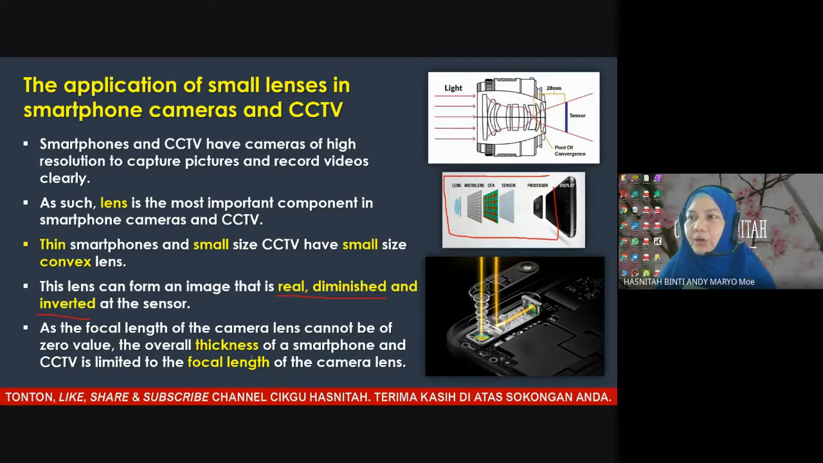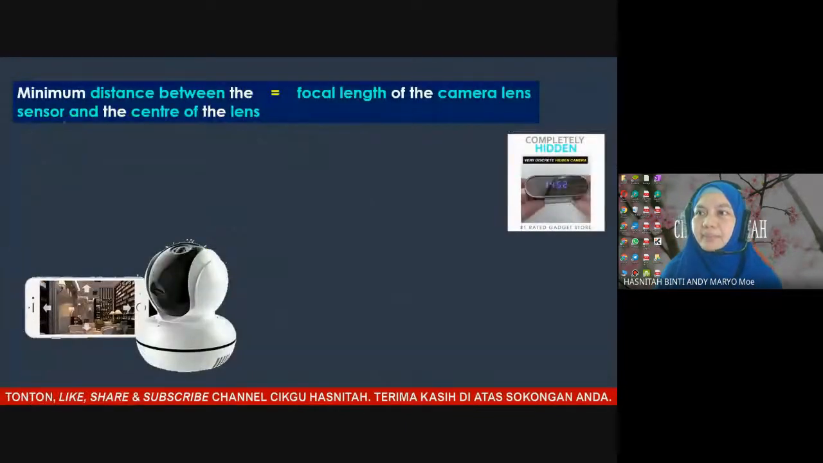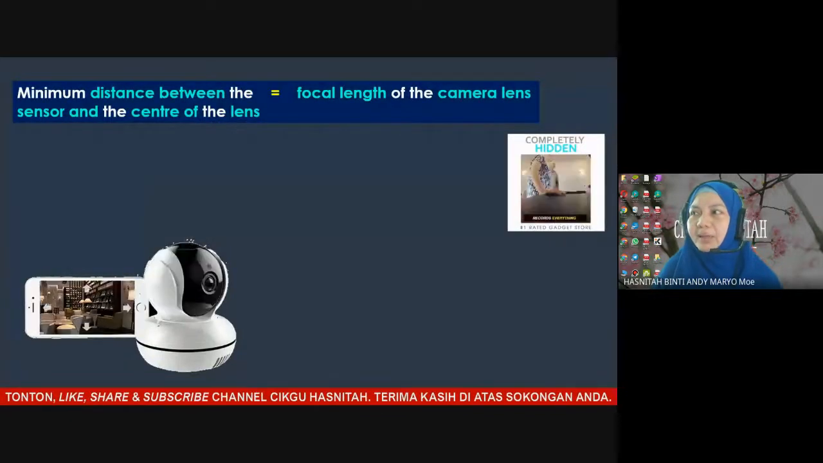So the overall thickness is limited by the focal length of the camera. If you want to know what is the focal length of the camera in your smartphone, you can measure the thickness. The thickness of your smartphone is normally equal to the focal length of the main camera inside. Ambil pembaris boleh ukur berapa nipis you punya phone. It tells you what is the focal length of the camera lens inside. Ini contoh lah how the CCTV functions.